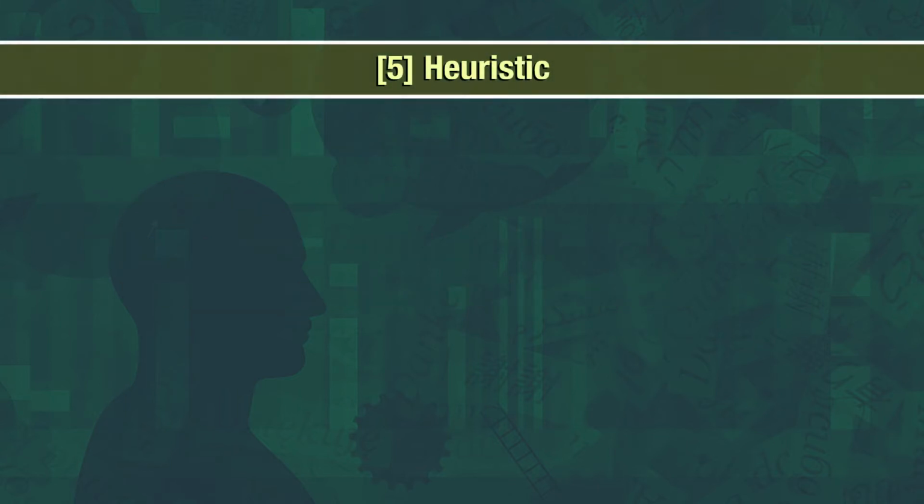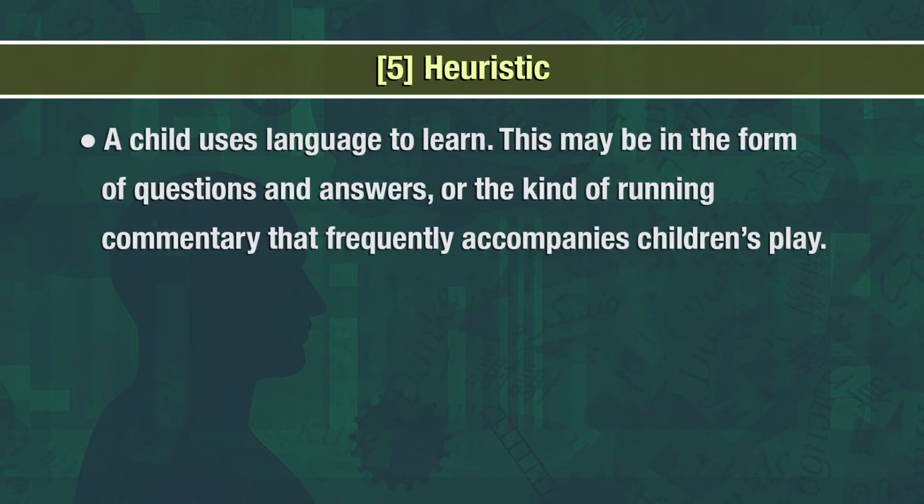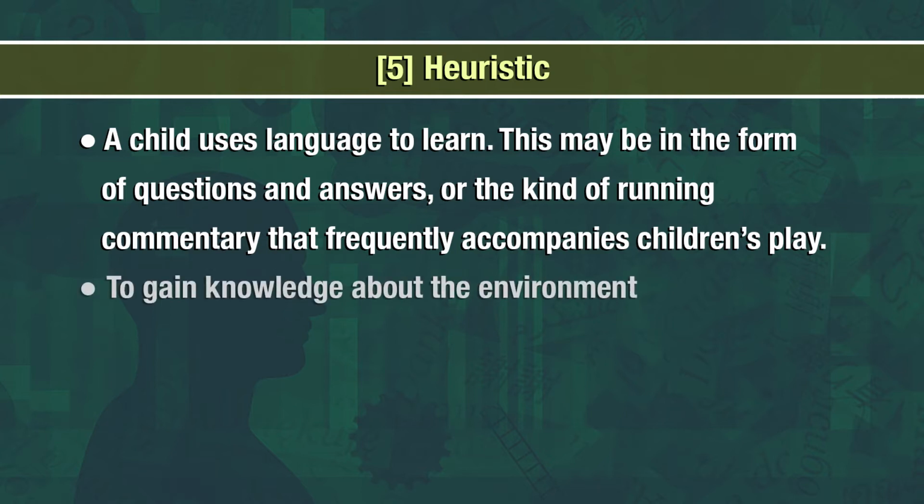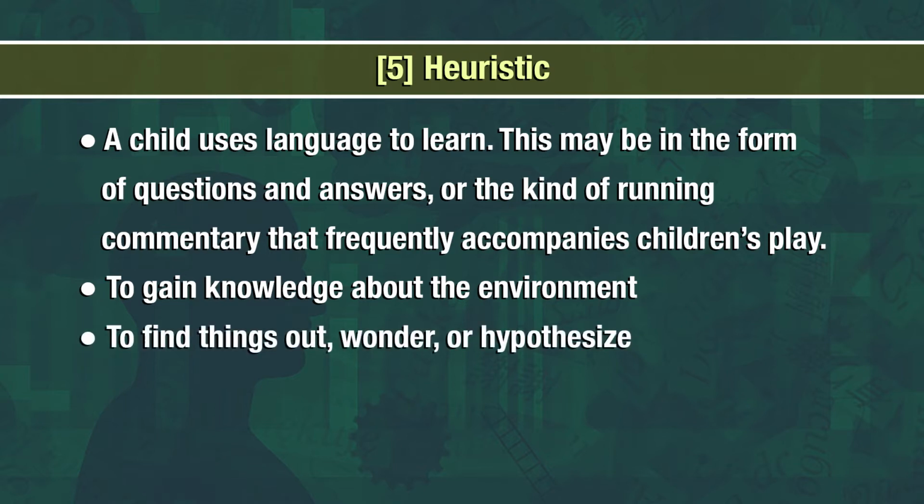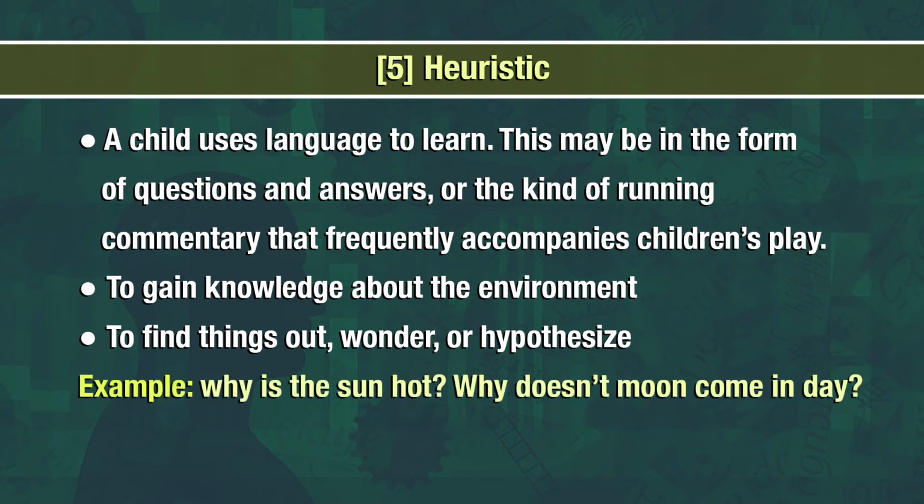The fifth function that children use language for is called heuristic. A child uses language to learn. This may be in the form of questions and answers, or the kind of running commentary that children frequently use while playing games. They often use language to gain knowledge about the environment and find things out, to wonder or hypothesize. As we know, children are very curious to find answers to several things that they don't understand. For example, why is the sun hot? Why doesn't moon come out in the day?